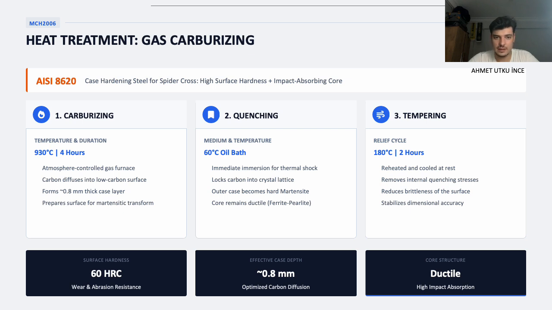Third, and lastly, we perform tempering at 180 degrees Celsius for 2 hours. This relieves internal stresses and stops the surface from being too brittle. This gives us a strong part with a wear-resistant surface and a shock-absorbing core.